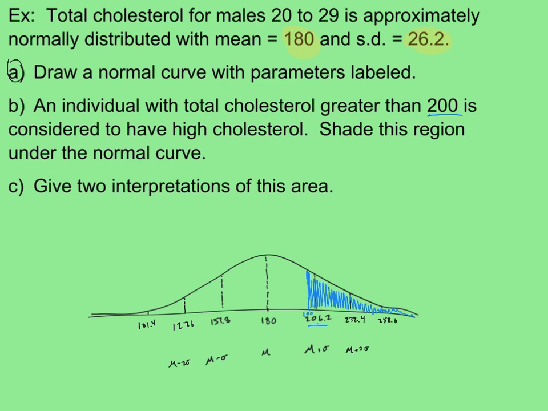Everything to the right of 200 represents someone having high cholesterol. Now, part C says, give two interpretations of this area. This goes back to the previous slide where we can interpret that area as a proportion or as a probability. Okay, so it helps in understanding this interpretation if we throw a number on this. So let's just say that this area, and I'm just pulling a number out of nowhere, is 0.15.